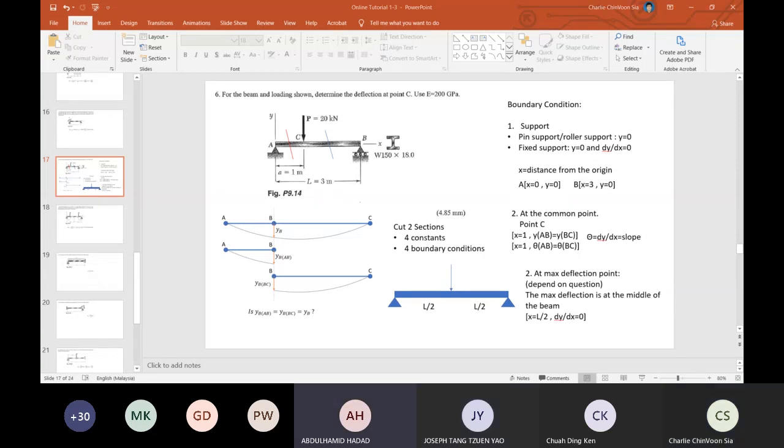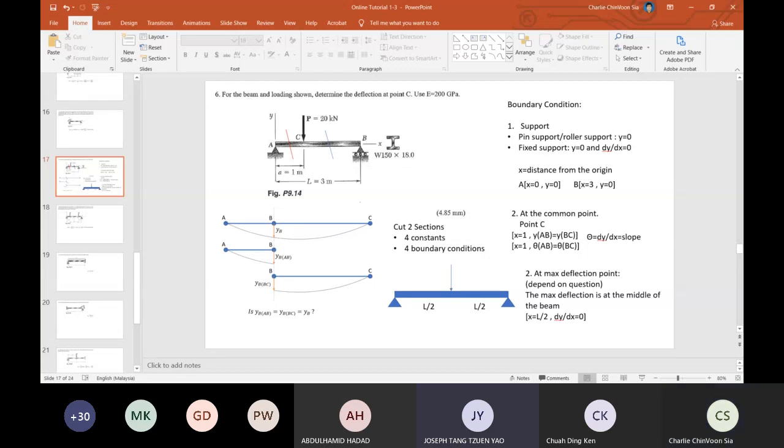For the example you gave for the maximum deflection point, even if it is one roller and one pin, the maximum deflection is still in the middle, right? Yes, correct, because of AY and BY. Even though it's a roller, which means it is free to move in the X direction, Y is fixed. Sorry, Y is pinned, not fixed.